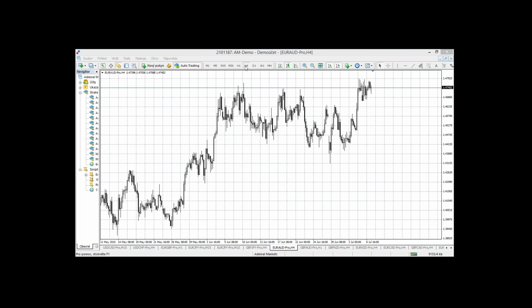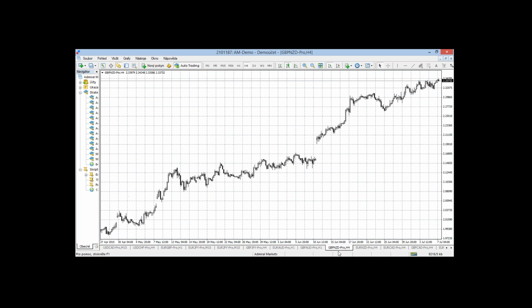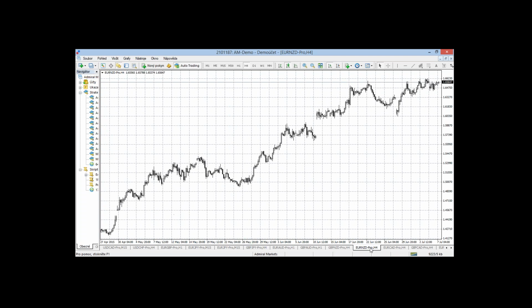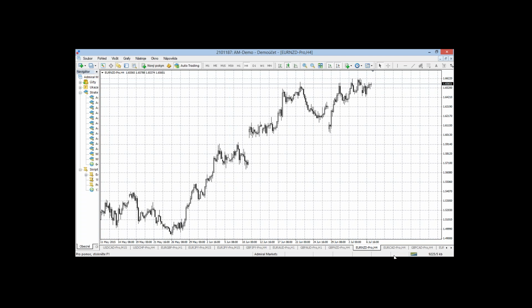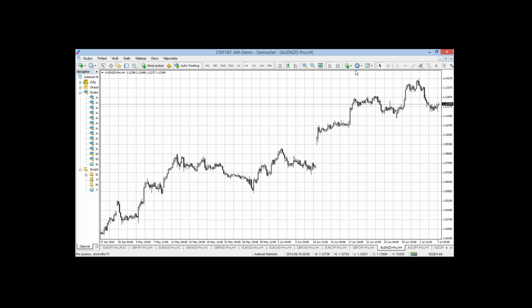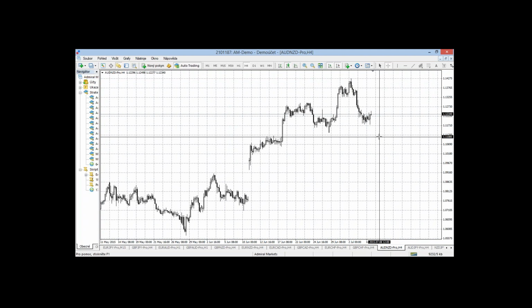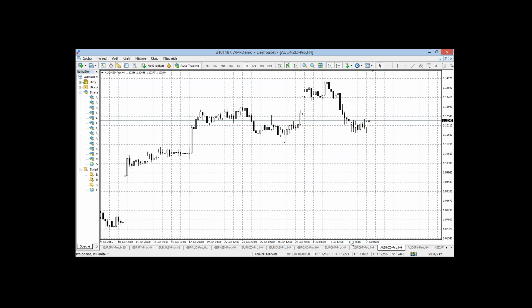Euro odd is a bit choppy at this moment. It doesn't look that interesting. This is the odd New Zealand, a bit funky looking. It has a big uptrend, but it's back at support and perhaps more of a bouncing spot.